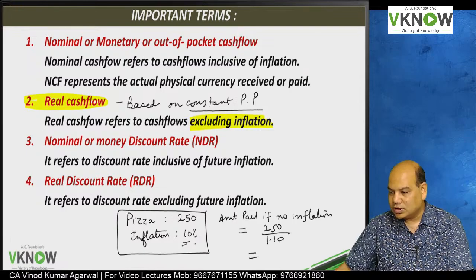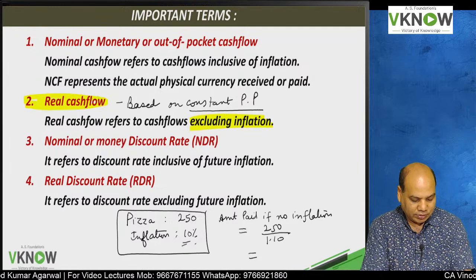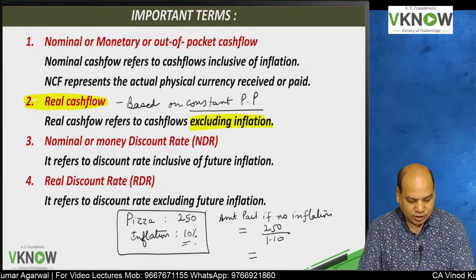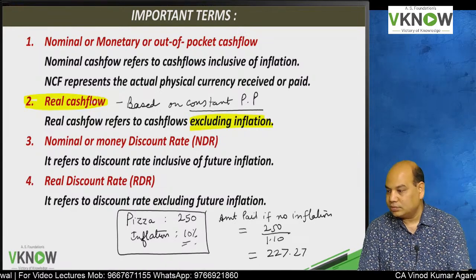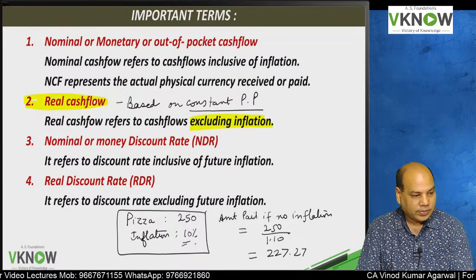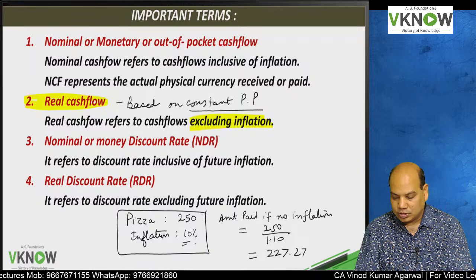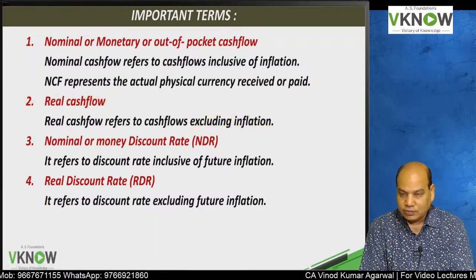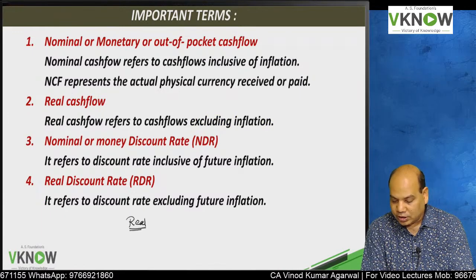Yes, what is the answer? Today I don't have calculator. Please reply. What is the answer for this? Just check. 227.27. This would have been the amount you would have paid if there was no inflation. So how did I convert nominal cash flow into real cash flow? Here the word real means excluding inflation.